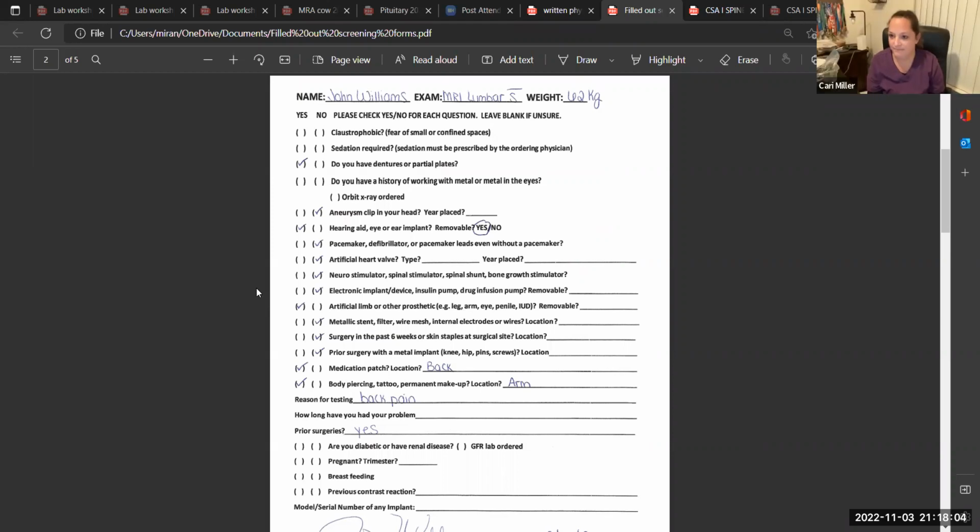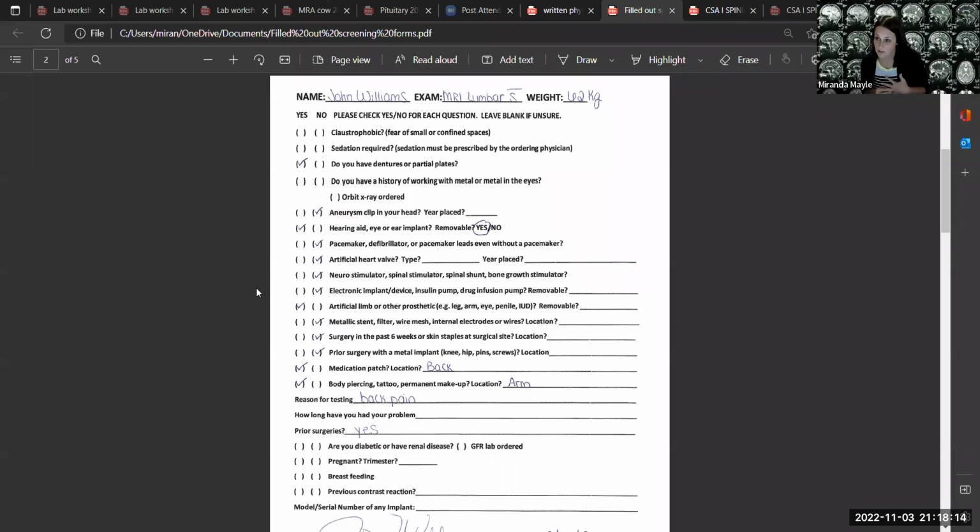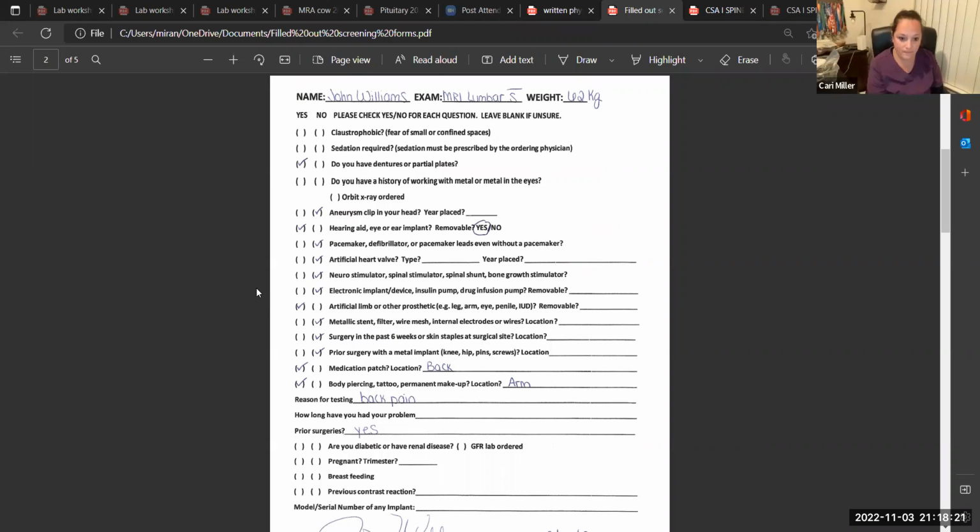Oh, that is correct. Have you had blood work done recently? Yes, I did. How long ago? That was about 6 months ago. Okay. So we're going to have to get a GFR lab panel drawn on you just to check your kidney function. We'll do that before the test as well. Okay. Any chance of pregnancy or breastfeeding? No, I have an IUD.